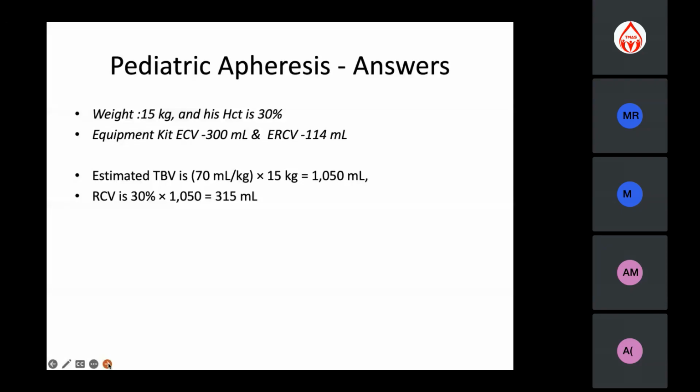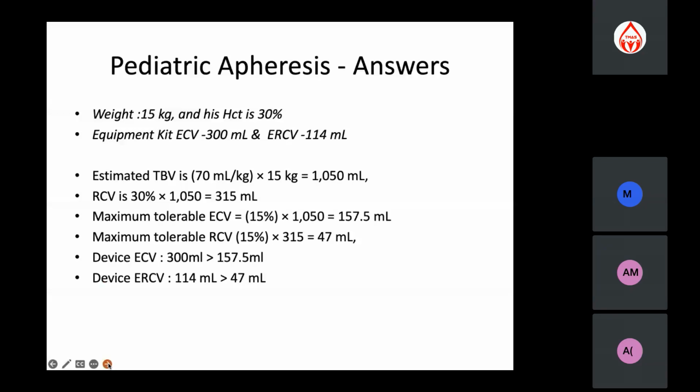So the red cell volume in the child will be 30%, that is hematocrit, into the total blood volume, that is 315 ml. So the maximum tolerable extracorporeal volume is 15%. That comes around 157 ml. And the maximum tolerable red cell volume is 15%. That comes around 47 ml.